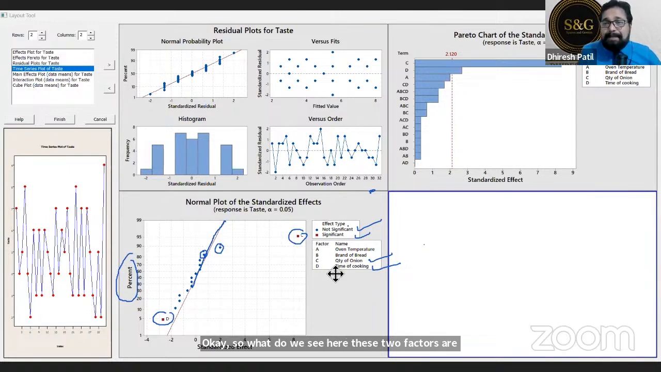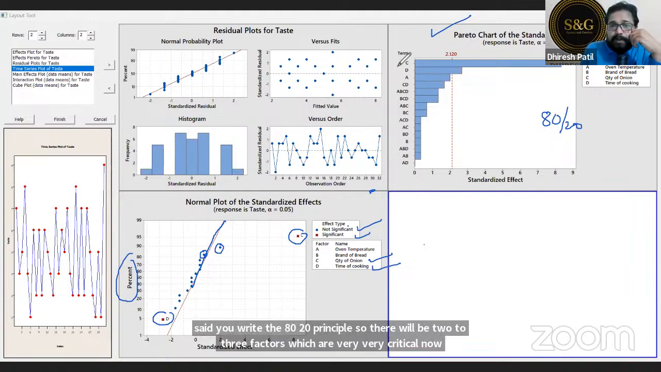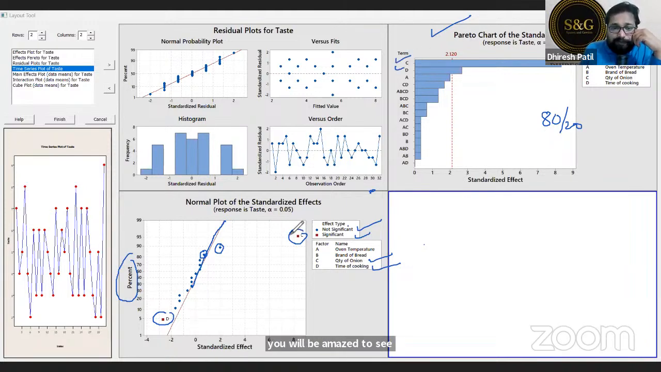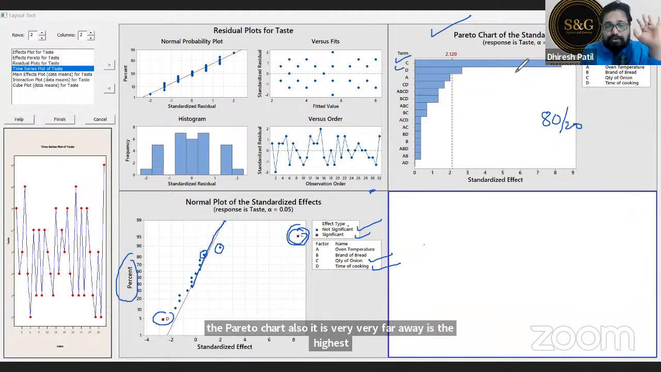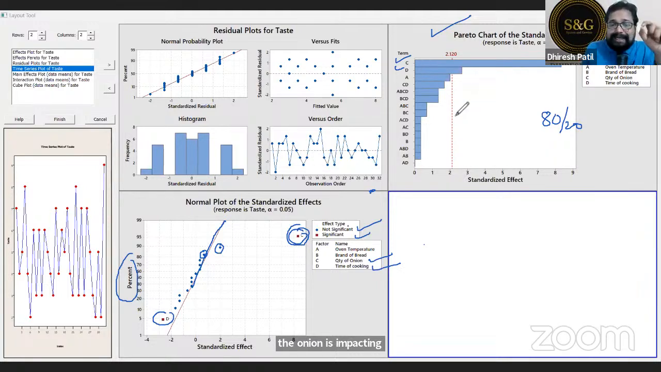Now the same is reflecting in the Pareto. I told you, the 80-20 principle. There will be 2 to 3 factors which are very, very critical. Now you will be amazed to see here C and D. See, C is very far away over here in the Pareto chart also. It's the highest impact making factor on the taste. What does it mean? The onion is impacting the taste of the sandwich the maximum. Then D is time of cooking, 3 minutes and 5 minutes. So time of cooking also plays a very crucial role.